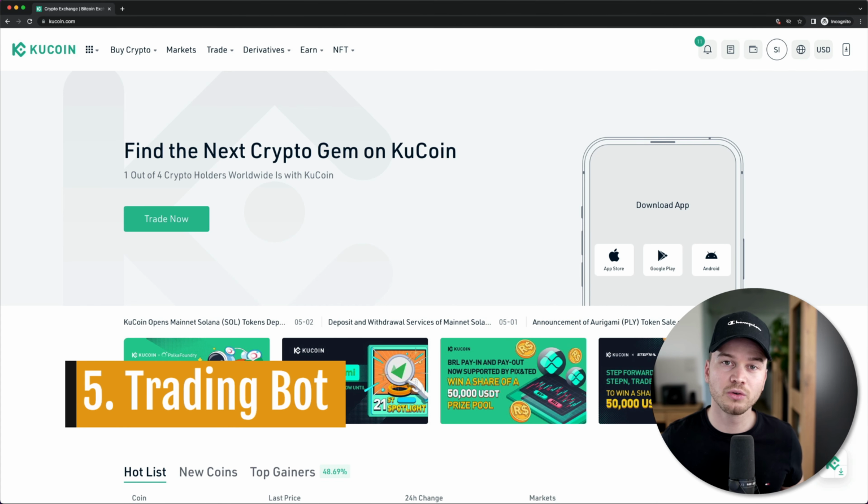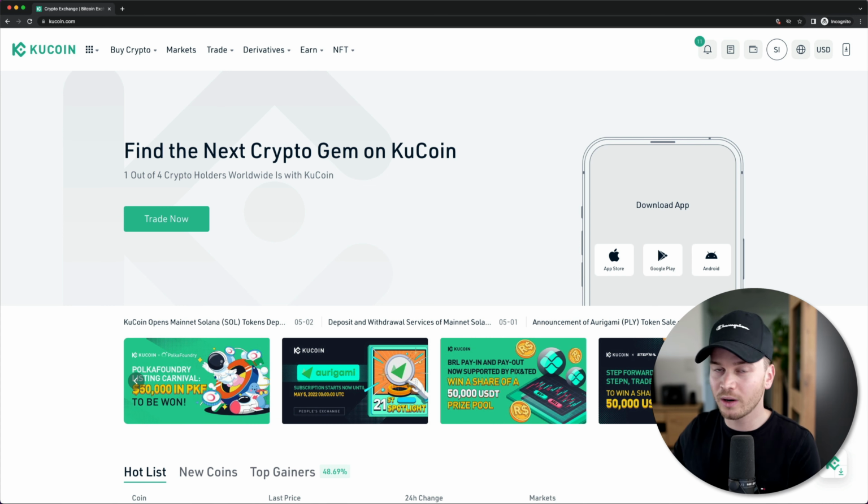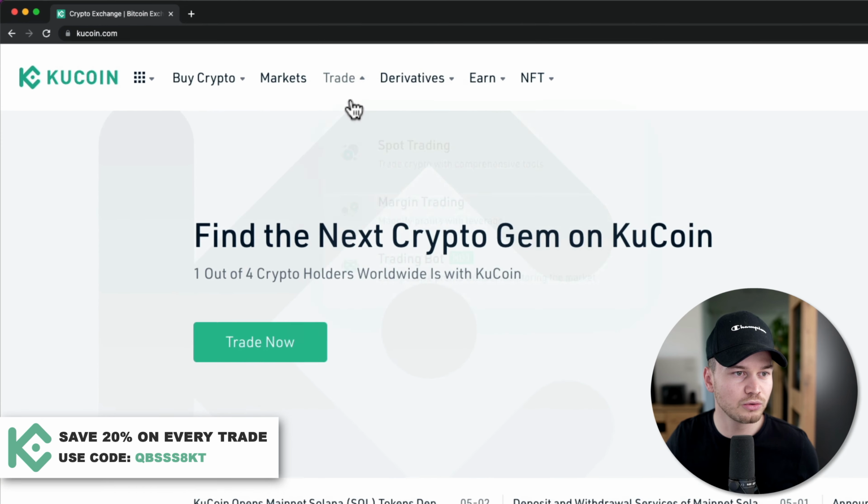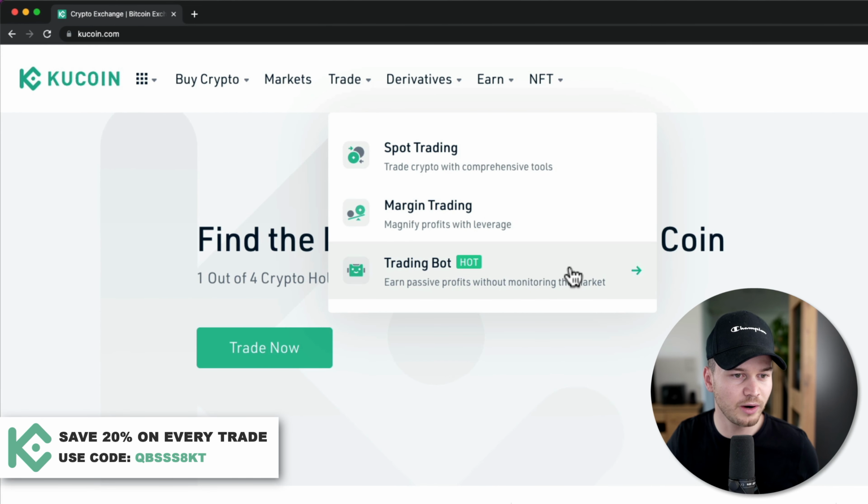Now, one thing that KuCoin is also known for is that they have a very good trading bot, which is basically able to trade for you 24/7, fully on autopilot, and you can also customize all the settings. So let's go ahead and look at the trading bot. So let's go to trade right here and then click on trading bot.